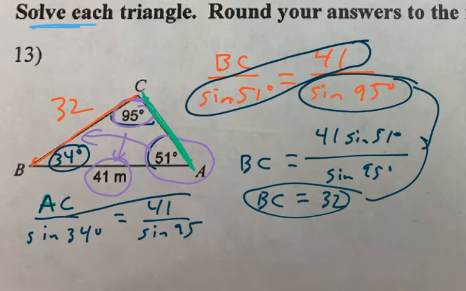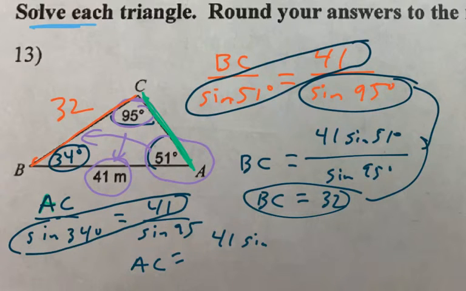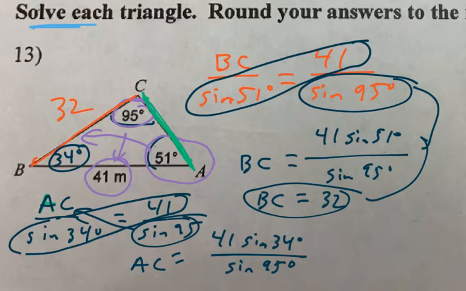Solving this, do you agree I'm going to do 41 times the sine of 34? So AC is going to equal 41 times the sine of 34 degrees divided by the sine of the 95 degrees right here. That again is going to give me AC, right? So I'm going to go to my calculator.